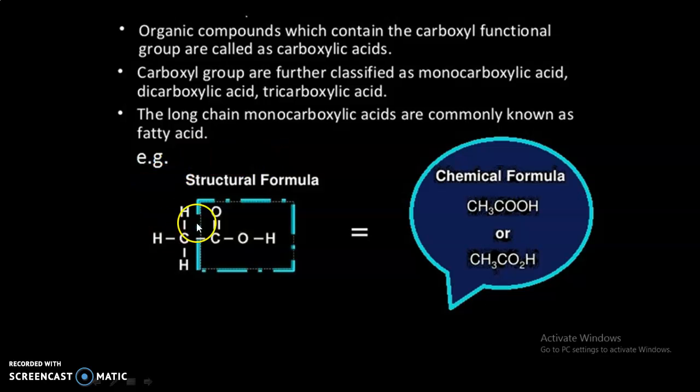Example, this is CH3, and this is the functional group of carboxylic acid, COOH. This is the structural formula showing carbon and hydrogen. These are the carbon and the double bonded oxygen connected here. Here is the hydroxyl group. It is also indicated in another form, called the chemical formula, CH3COOH in condensed form. It is also CH3CO2H. These are the representations of the molecule.